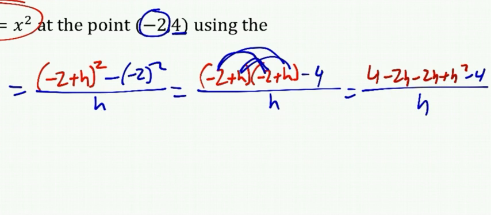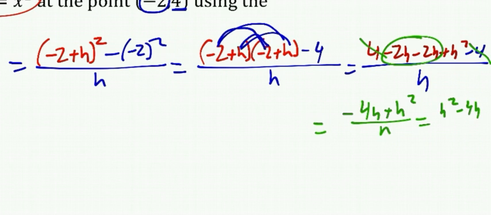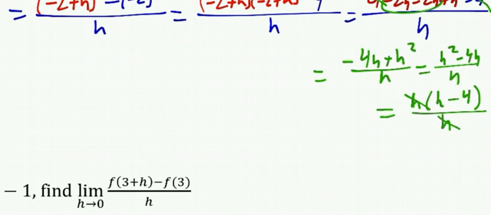Now looking at this, we can start slashing. We have a 4 and a -4, so those are going to go away. We also have -2h minus 2h, that's going to give us -4h, and then we still have the plus h squared, all this being divided by h. Now I'm going to rearrange this to make it h squared minus 4h over h. And from here, in that numerator, we can factor out an h. It's going to be h times h minus 4, factoring out an h from each of those. And now we can cross off one of the h's. So it's going to be just h minus 4.